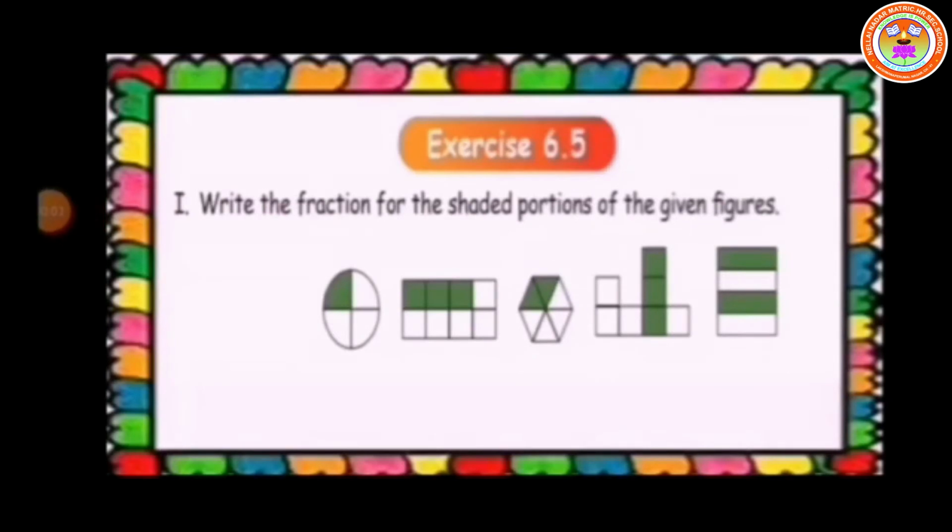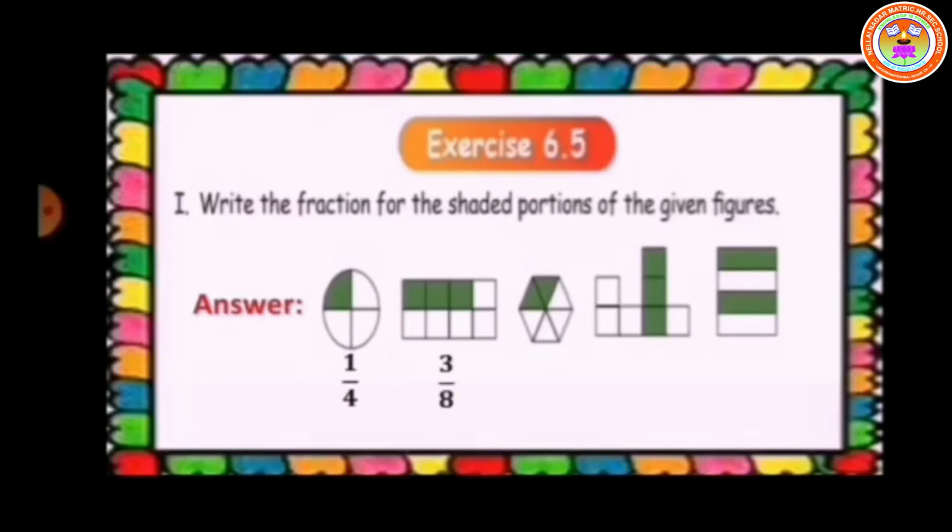Coming to exercise 6.5, write the fraction for the shaded portions of the given figures. Write the answer. First one, total parts 4. Shaded part 1, so the fraction is 1 by 4. Second one, total parts 8. Shaded parts 3, so the fraction is 3 by 8.